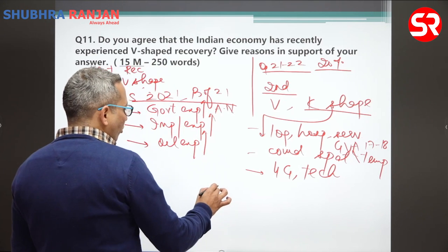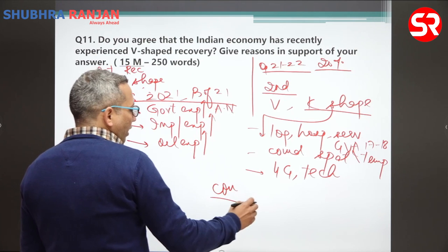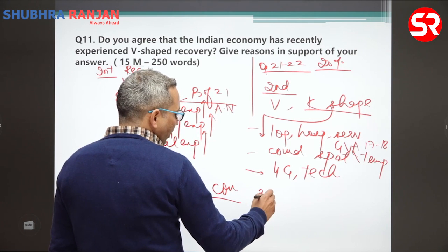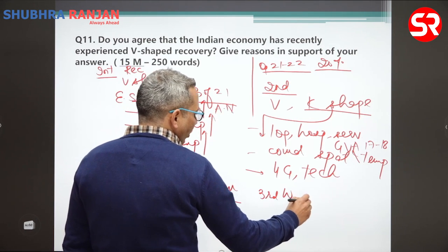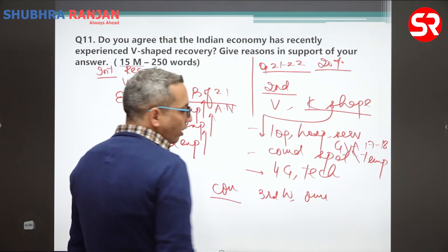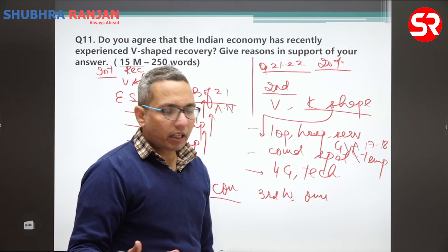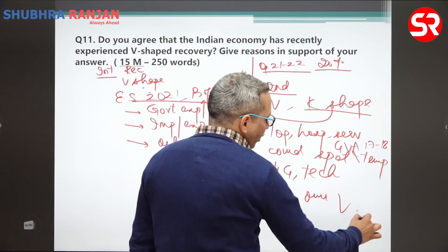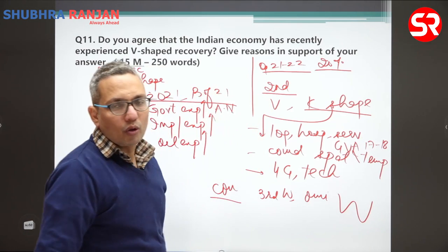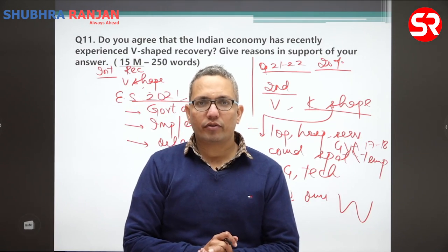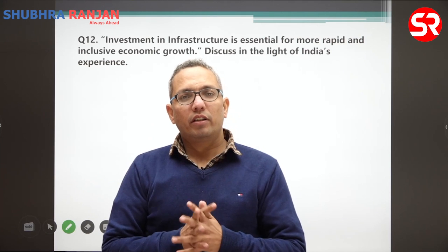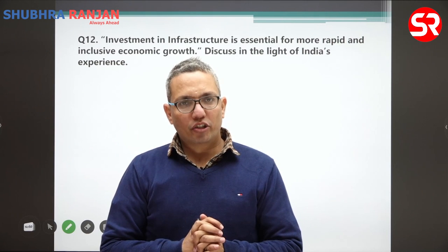And then in conclusion, we'll write that now, because of the onset of the third wave and the Omicron variant, we may not even get a K-shaped recovery, but we are witnessing a W-shaped recovery. Okay, that completes the discussion of this question. Let's move to the next question. The next question is from the infrastructure chapter.